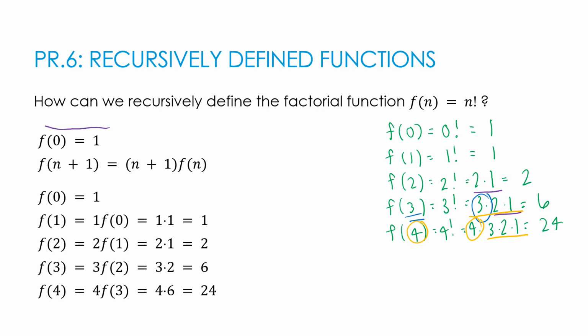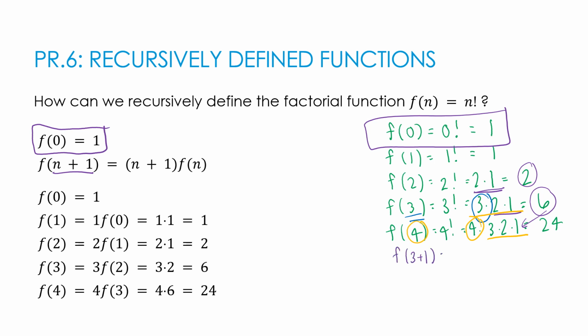I would say my very first value, because I need a starting point, f of 0 is going to be 1. Then to find each other one, I'm taking whatever I had before, which is the 2 times 1 or 2, or the 3 times 2 times 1 or 6, and I'm taking it times n plus 1. So to find the next value, this would be f of 3 plus 1, says to take 4 times f of 3. Now, does that hold true? Well, this would be 4 times what was f of 3? 6, which is 24. So my recursive definition works.